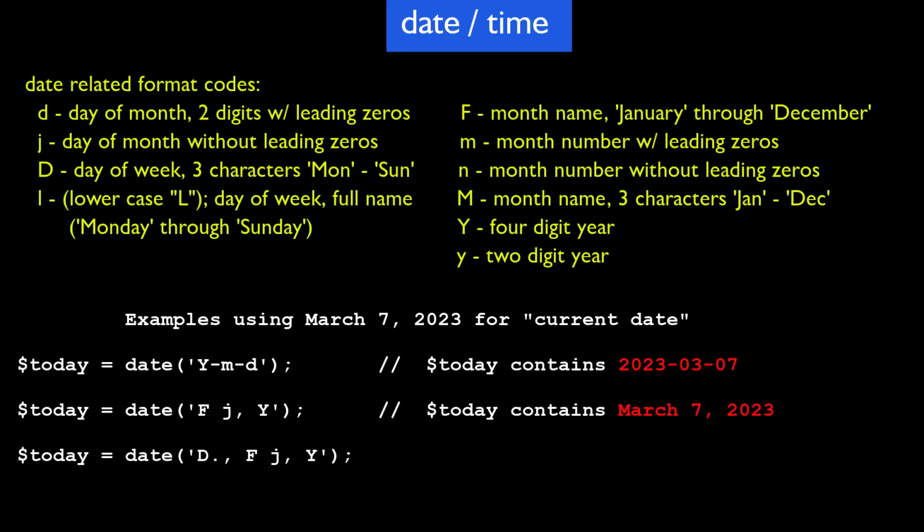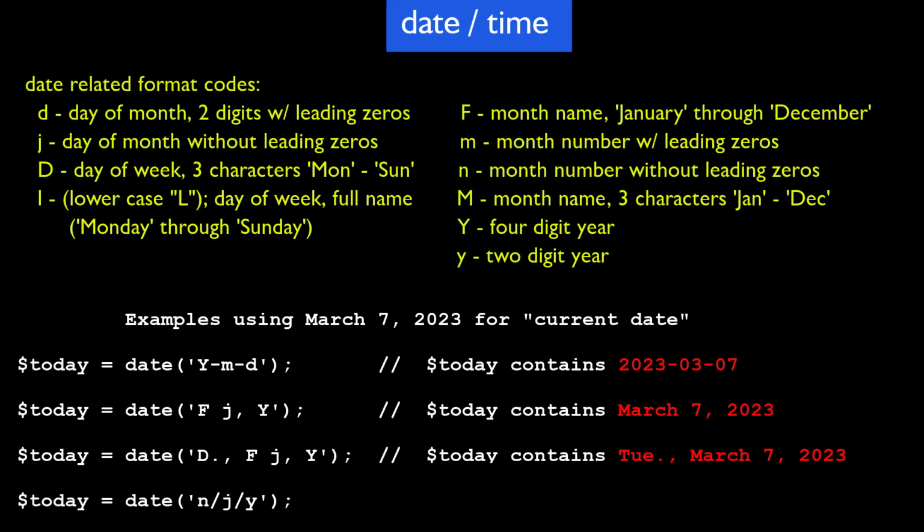If your format is uppercase D period, comma space uppercase F space lowercase j, comma space uppercase Y, then the result will be Tue., March 7th, 2023. And if your format was lowercase n slash lowercase j slash lowercase y, you would see 3/7/23.